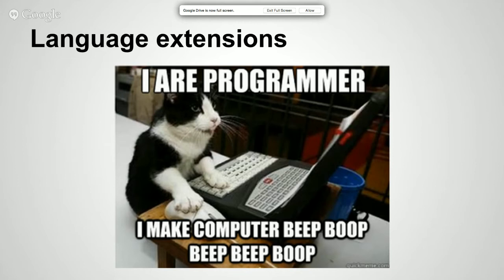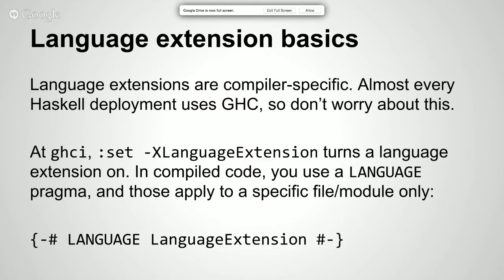So enough about Traversable. Let's talk about language extensions. They're compiler specific, but almost every Haskell deployment uses GHC. The only one I know of that doesn't, I think Standard Chartered uses Hugs because they have like 120 people or some large number like that, so they can use whatever they want. But we're going to be using GHC.